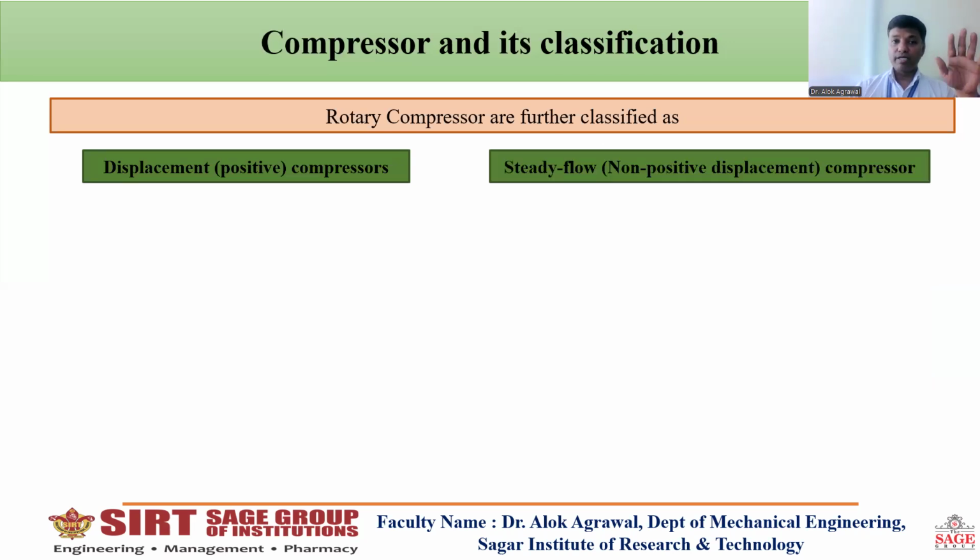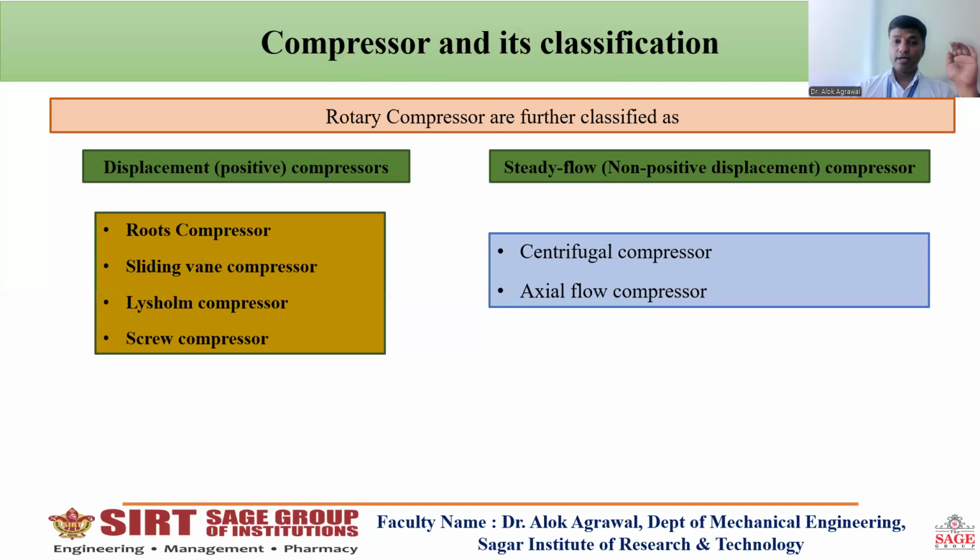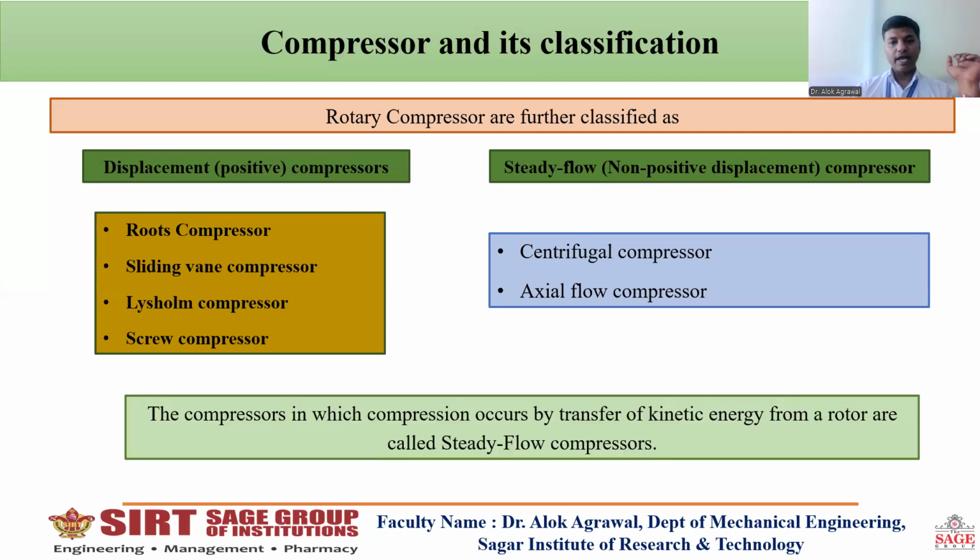First is displacement compressor, which is also called positive displacement compressor, and another one is steady flow compressor, which is called non-positive displacement compressor. So both have certain compressors in their category. In displacement compressor, we have roots compressor, sliding vane compressor, Dyson compressor, and screw compressor. Whereas in steady flow compressor or non-positive displacement compressor, we have two types of compressor, that is centrifugal compressor and axial flow compressor. What is happening here?